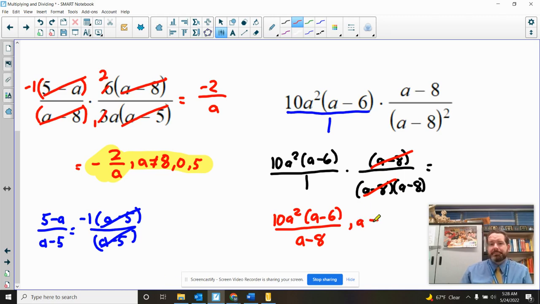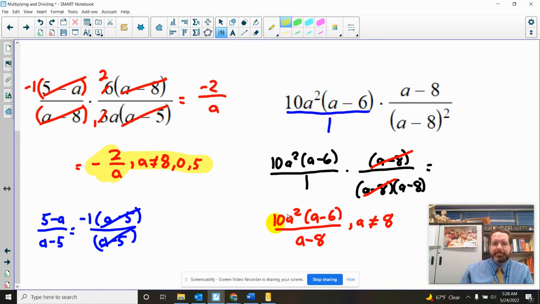Restriction? Well, there's no variable here. From here, we want an 8. From here, we want an 8 again as the restriction, but you don't need to list a restriction more than once. Once you've got it in the list, it's in the list.